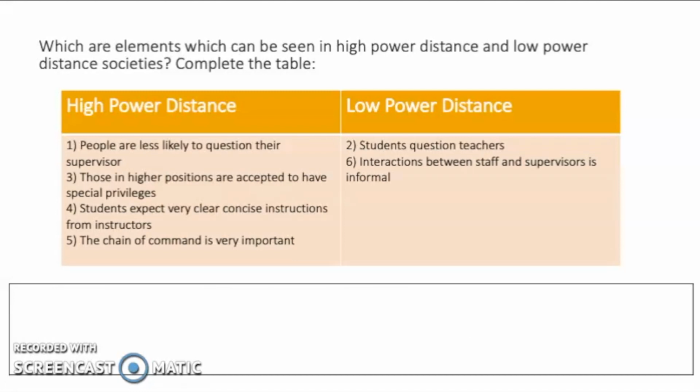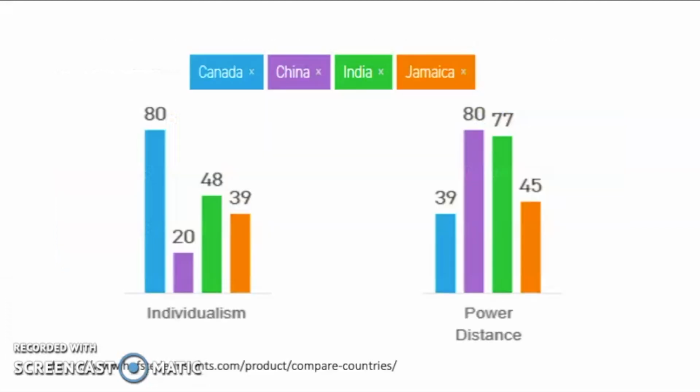As you can see, in high power distance cultures, people are less likely to question their supervisor. Those in high positions are accepted to have special privileges. Students expect very clear and concise instructions from instructors, and the chain of command is very important. In low power distance, students more often will question teachers, and interactions between staff and supervisors are informal. So hopefully you got all those.